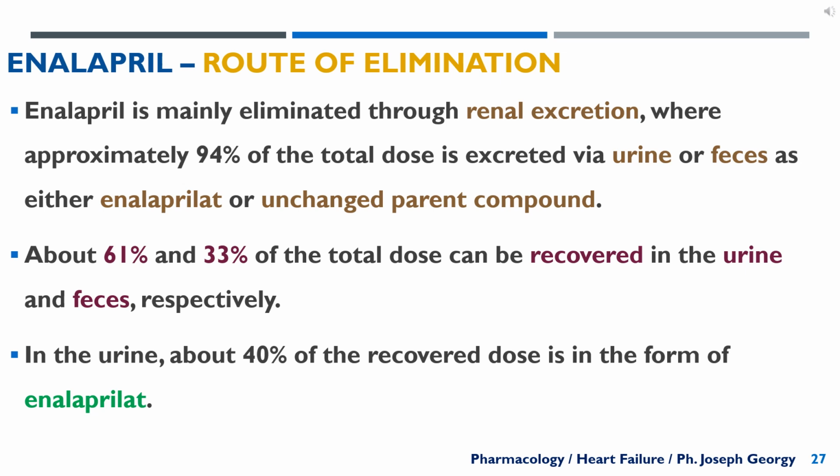Enalapril route of elimination. Enalapril is mainly eliminated through renal excretion, where approximately 94% of the total dose is excreted via urine or feces as either enalaprilat or unchanged parent compound. About 61% and 33% of the total dose can be recovered in the urine and feces respectively. In the urine, about 40% of the recovered dose is in the form of enalaprilat.